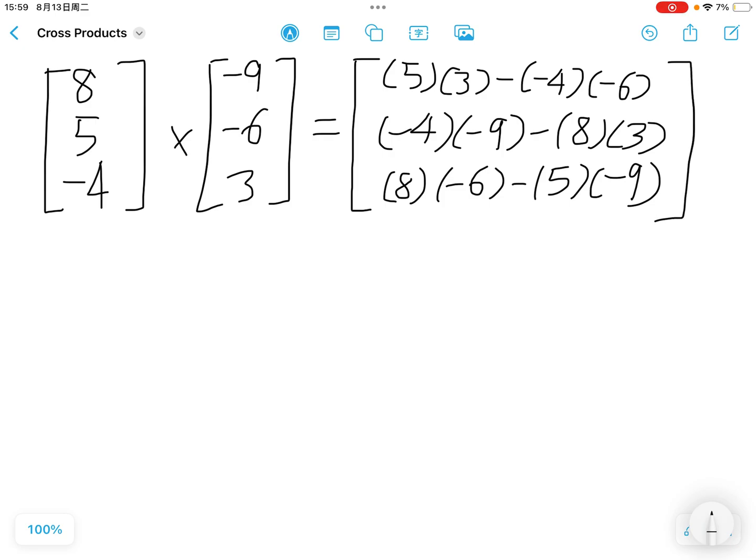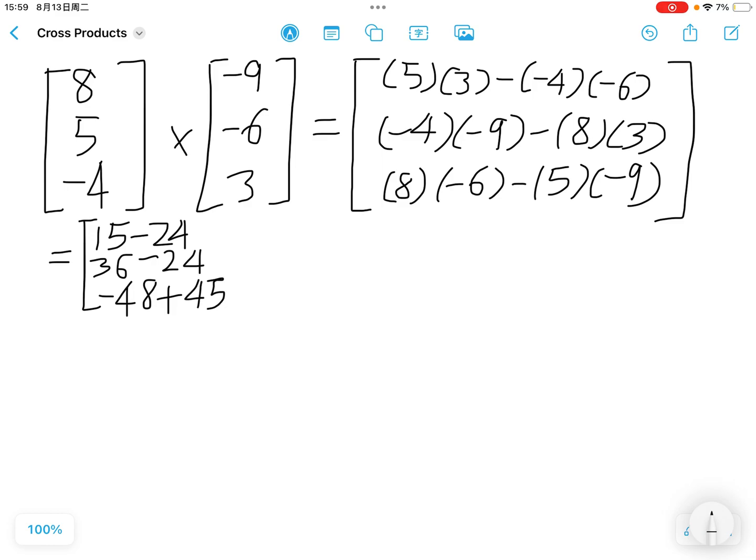Okay. So we just evaluate that. Then we get 15 minus 24, 36 minus 24, and then negative 48 plus 45. So we evaluate this, we get negative 9, 12, and negative 3. So that's going to be our answer, I believe.